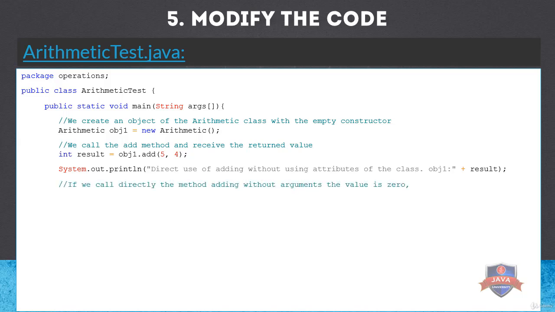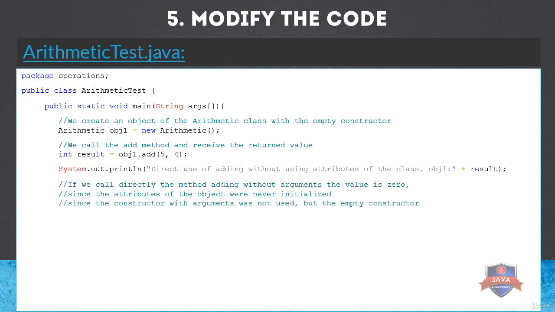If we call directly the method add without arguments, the value will be 0, since the attributes of the object have not been initialized, because the constructor with arguments was not used, but the empty constructor. So the result of adding using the attributes will be 0.